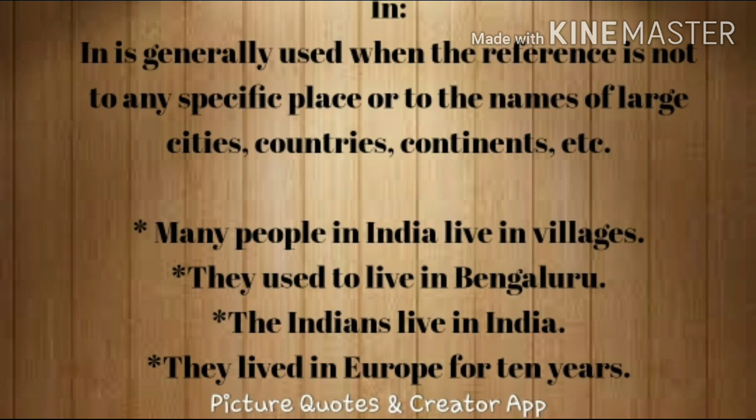Look at the other examples. They used to live in Bangalore. Bangalore is a large city. And the next example, the Indians live in India. This I already told you, in front of the country. The final example, they lived in Europe for 10 years. Here in this example, in is used in front of the name of a continent.